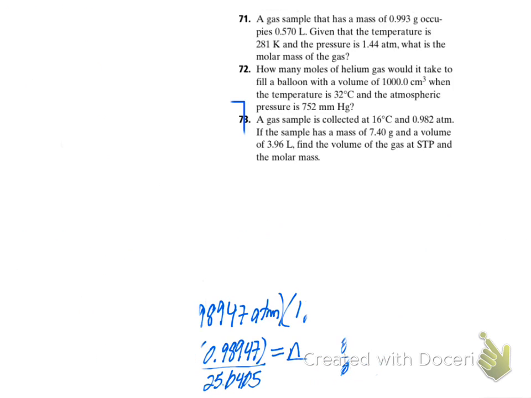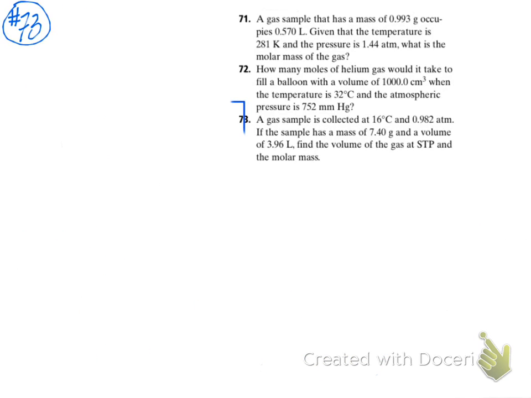Let's go on to number 73. Okay? Number 73 reads, a gas sample is collected at 16 degrees Celsius and 0.982 atmospheres. Okay? So we have a sample of gas being collected. There are always going to be gas in this chapter. Okay? If the sample has a mass, oh, here we go again, a mass of the sample. So I have a 7.40 gram mass of the sample.